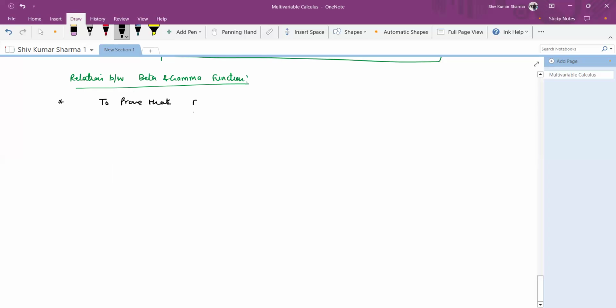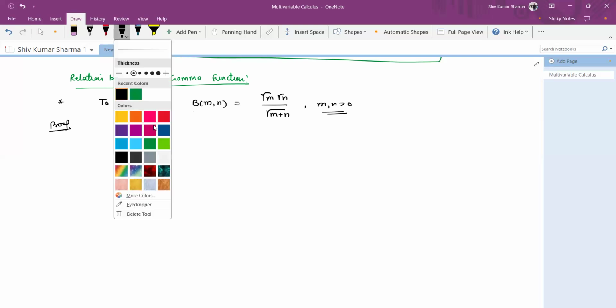So to prove that beta(m, n) is equal to gamma m into gamma n upon gamma m plus n. This relation is valid when m and n are greater than 0. Remember this. So this is our relation between beta and gamma function: beta(m, n) is equal to gamma m gamma n upon gamma m plus n. So we prove this result.